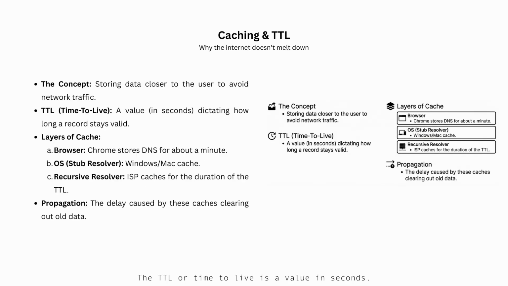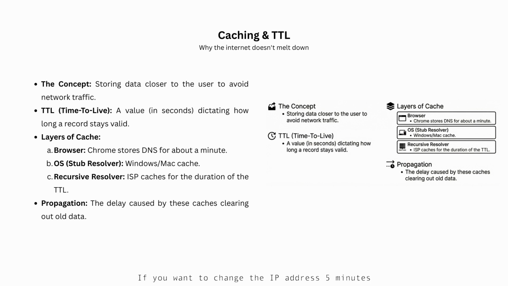The TTL, or time to live, is a value in seconds dictating how long a record stays valid. When you set TTL to 3600 seconds, you are telling every resolver in the world, remember this answer for 1 hour. Here's how the caching layers stack. First, your browser cache. Chrome stores DNS for about a minute. Then OS cache, your Windows or Mac stub resolver. Then the recursive resolver at your ISP, which caches the full duration of the TTL.